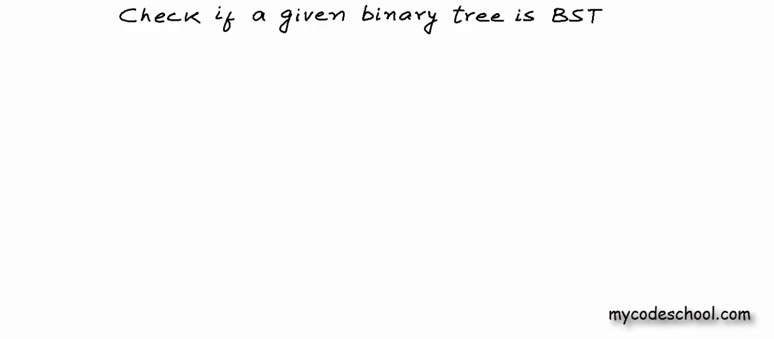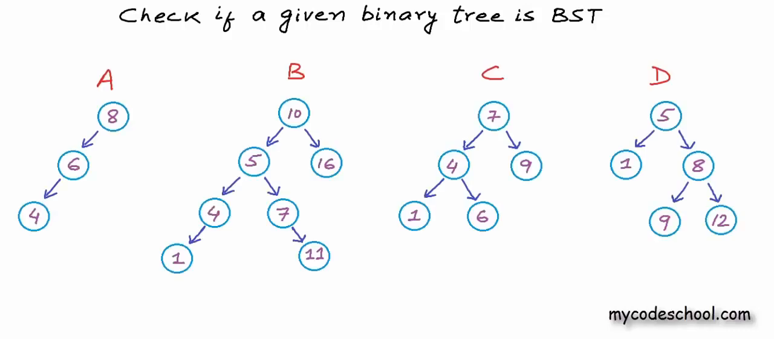In this lesson, we are going to solve a simple problem on binary tree, which is also a famous programming interview question. The problem is, given a binary tree, we need to check if the binary tree is a binary search tree or not. As we know, a binary tree is a tree in which each node can have at most 2 children. All these trees that I have drawn here are binary trees, but not all of them are binary search trees.